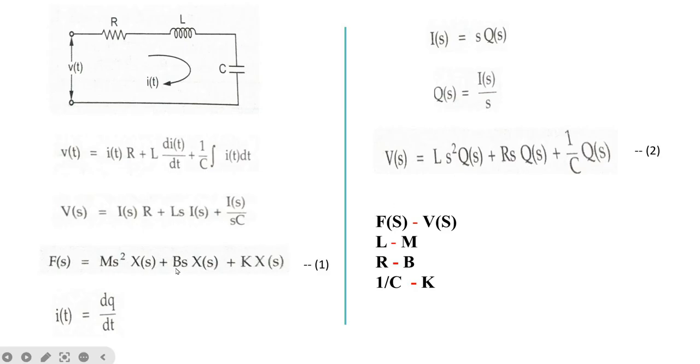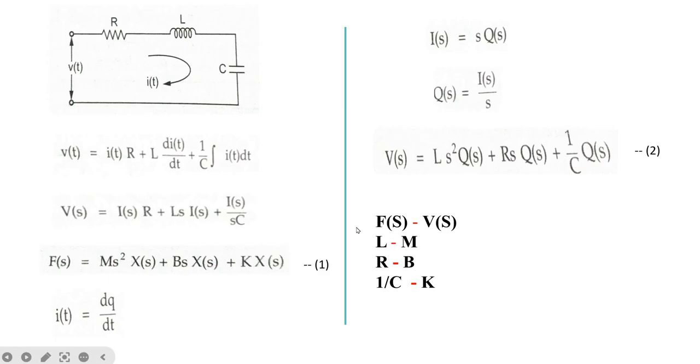B is what? It is friction constant. So it is analogous to resistance. And K, that is the spring constant, it is analogous to the reciprocal of the capacitance, that is 1 by C. And this X of S, it is the displacement. Displacement is analogous to the charge Q of S. So here these are the analogous elements which we derive from this force voltage analogy based on the loop analysis.